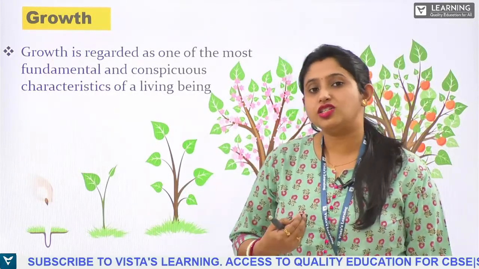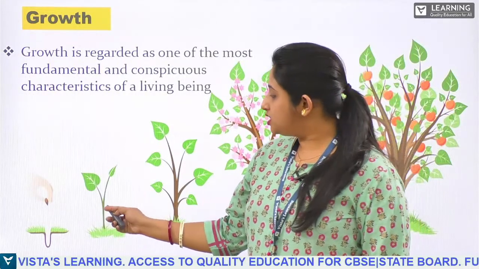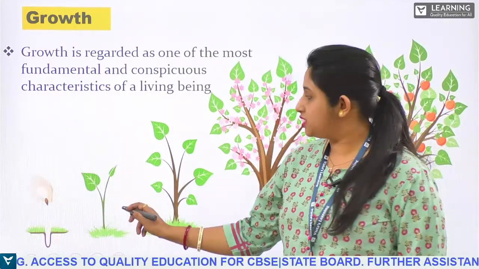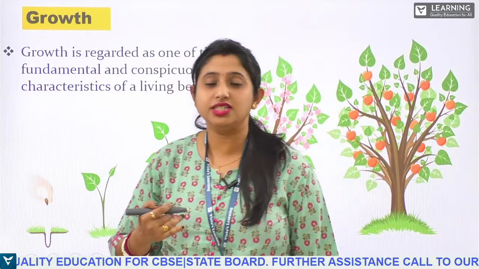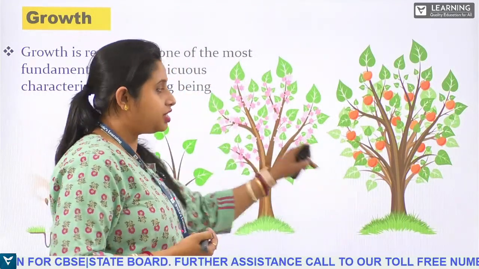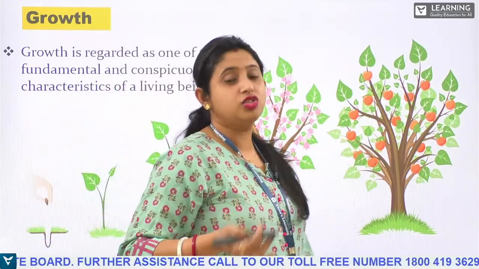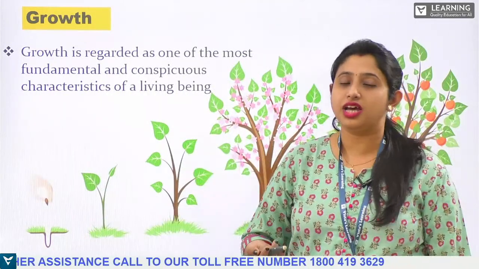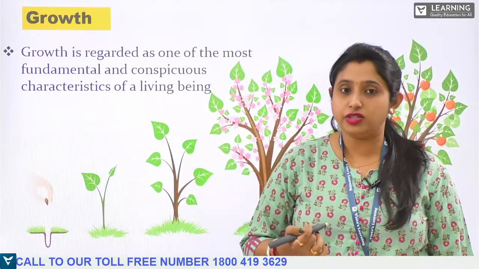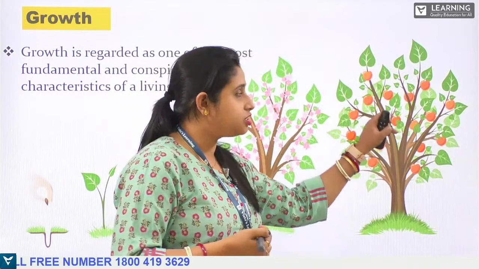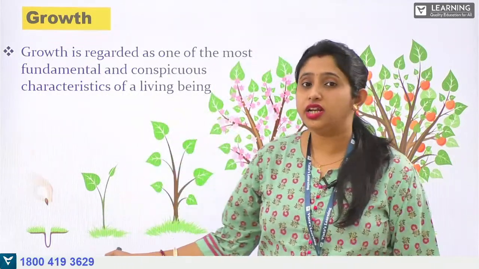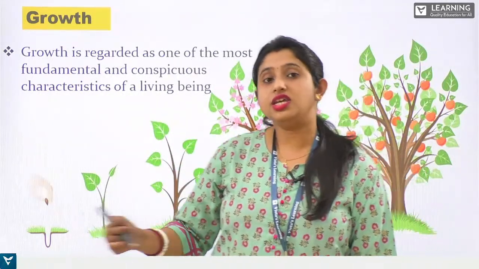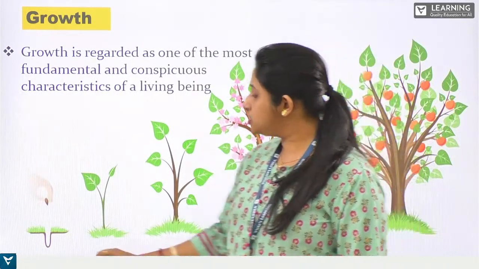Similarly, in case of a plant, as you can see, this plant is smaller in size, and slowly it is increasing its height. We call this growth, and it is an irreversible process. Once the plant is taller, can it be shorter again? No, right? So it is an irreversible process. So what is this growth?